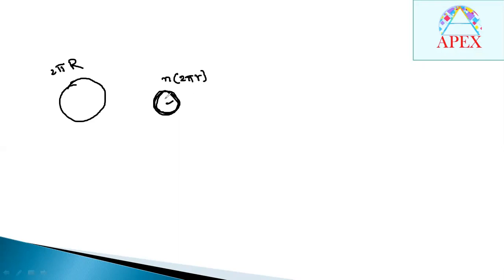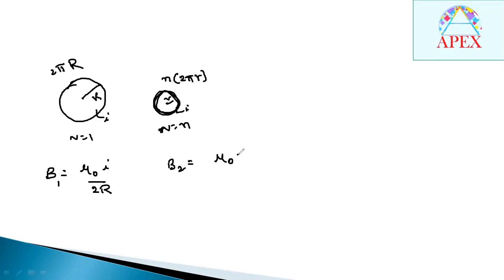If the radius of this coil is small r and the radius of this coil is capital R. Here the number of turns is equal to 1. Here the number of turns is equal to n. And current is given the same in both the cases. In this particular condition, what is the magnetic field in the first case at the center of the circular coil? It is simply mu naught I by 2R. In the second case, there are more number of turns, so it is mu naught N I by 2 into small r, where small r is the radius here.